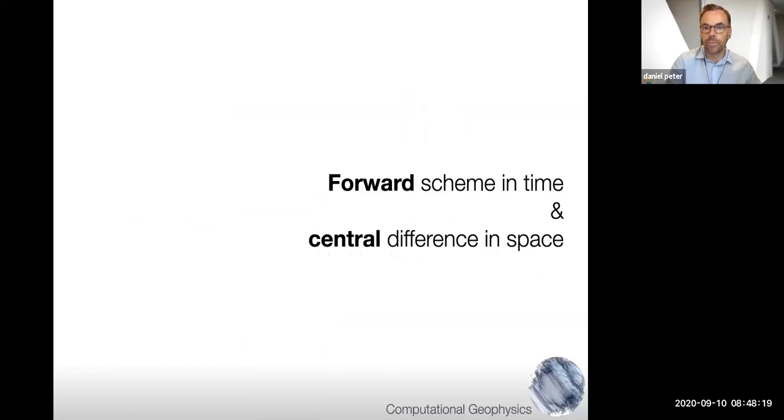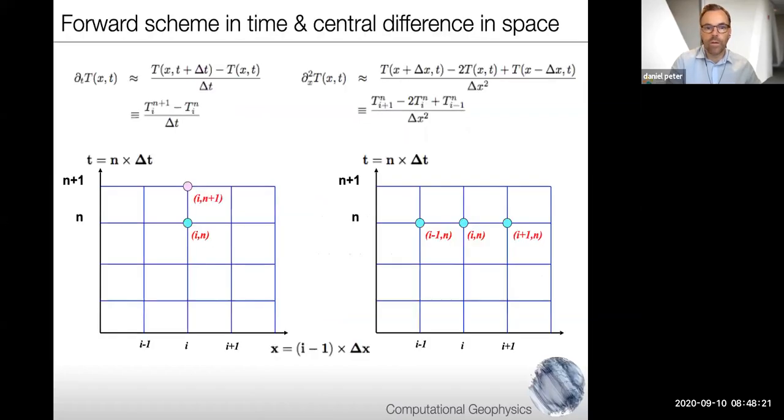Then in these slides, they are already given. They show you how these schemes look. You have the forward in time, central in space, and you see the forward scheme is for the first order derivative, and the central scheme is for the second order derivative.